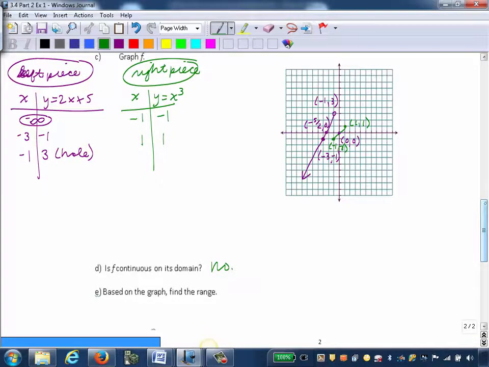Part E, based on the graph, find the range. The range is the set of all the y values for which this function is defined. If I take my pencil all the way down to the lowest y value, which goes down to negative infinity, I trace continuously all the way up until I hit this open circle at a y value of 3. The graph never goes up any higher in the other piece. So this graph is defined for all the y's from negative infinity up to 3, but not including 3 because of that open circle. In interval notation, parenthesis, negative infinity, comma, 3.